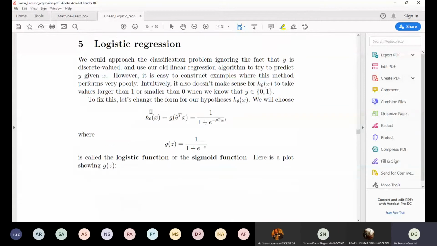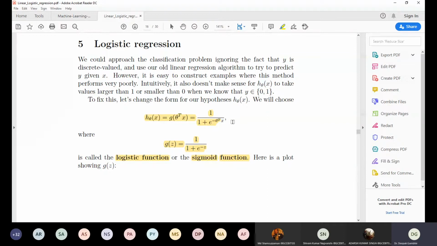What we will do in this case is use the logistic function, or the sigmoid function. We have already studied that the sigmoid function is given by g of z equals 1 over 1 plus e to the power minus z. We will represent our hypothesis as g of theta transpose x. Theta transpose x is the same as your hypothesis in the case of linear regression.